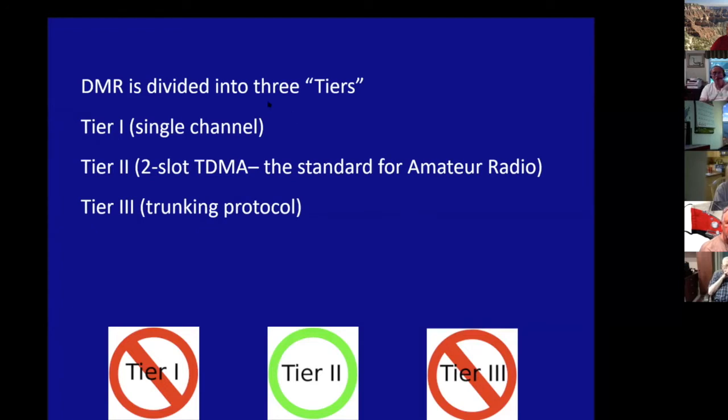Tier 2 is what amateur radio is, and that's a two time slot time division radio. Tier 3 is for all the scanner fans. Tier 3 is the trunking protocol that was introduced a number of years ago, where you can't listen to the dispatcher and the car responding to the local riot because of the trunked system.